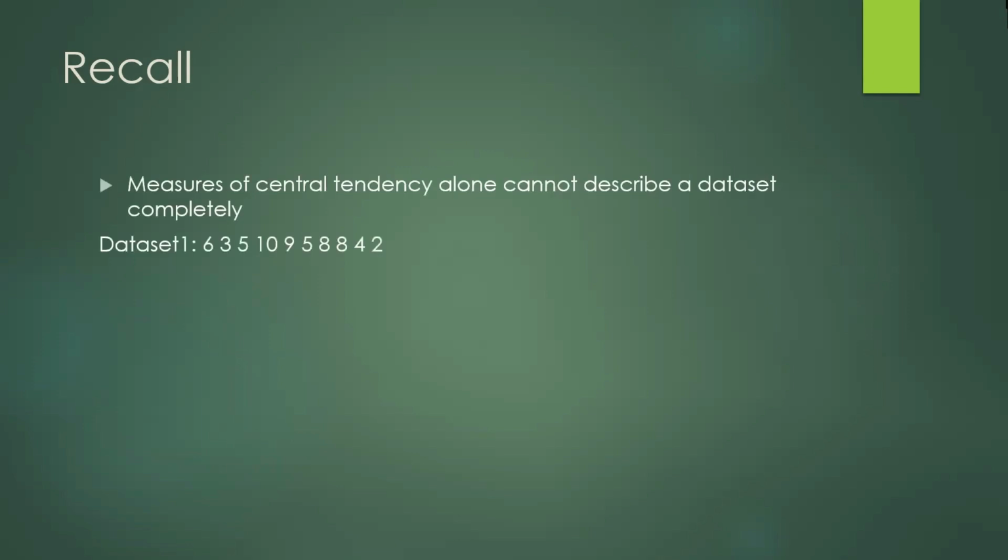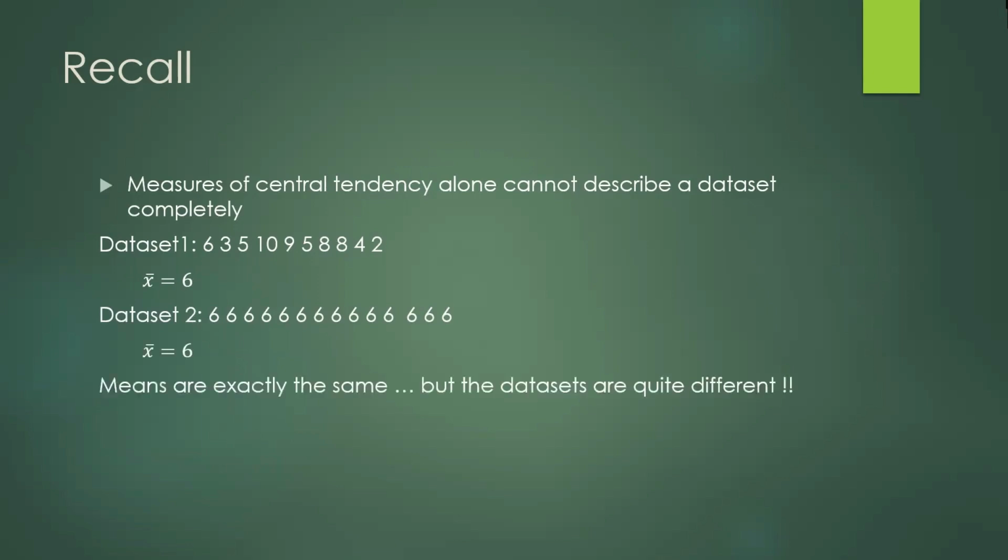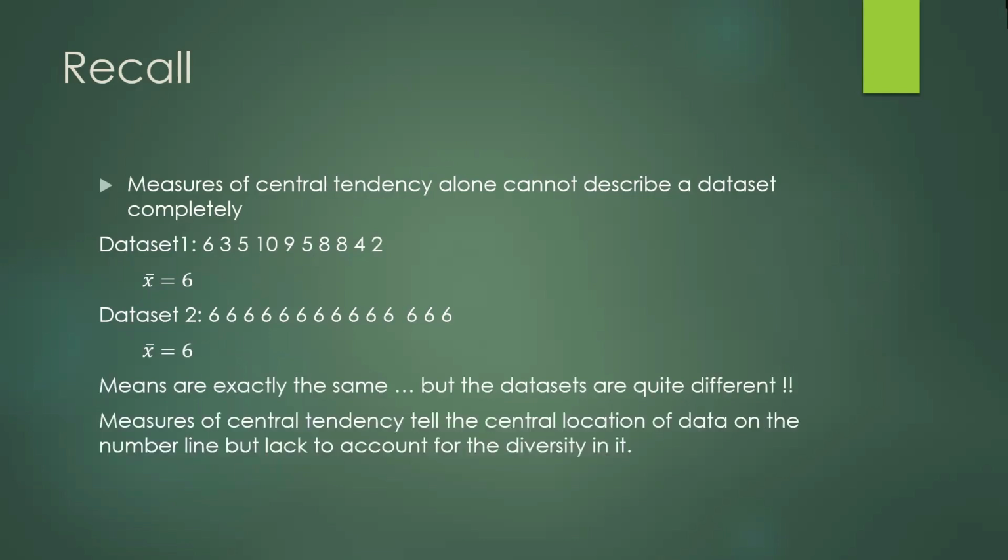And why is that? We can recall it with the help of an example. If we have this data set consisting of these numbers, and we calculate the mean, it is 6. There's another data set 2, which has all 6s in it, and its mean also comes out to be 6. So if we look at only the means, we can incorrectly conclude that both of the data sets are very similar or the same. But we see for ourselves that the data sets are quite different, because in the first data set the numbers are very different, but in the second data set there is no variation at all.